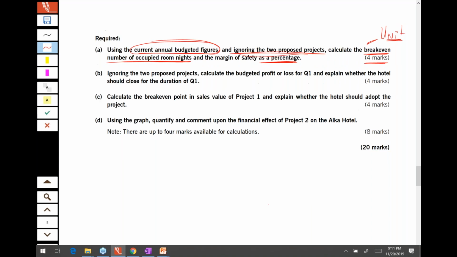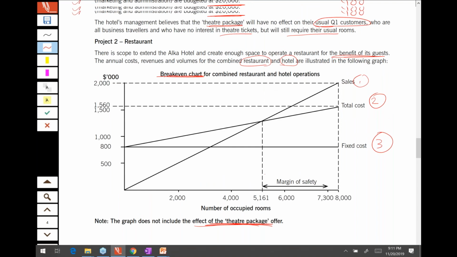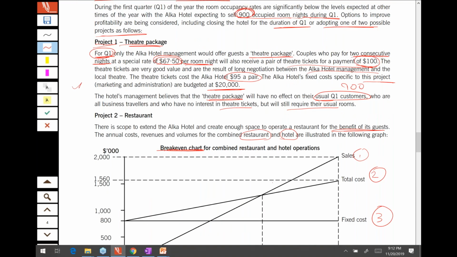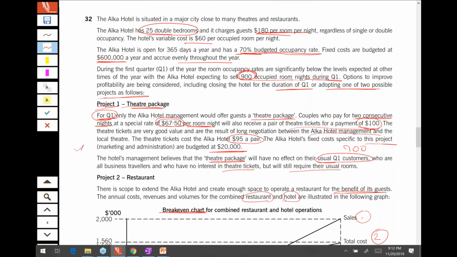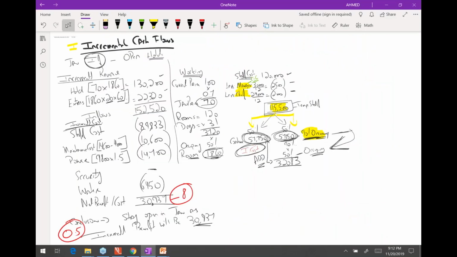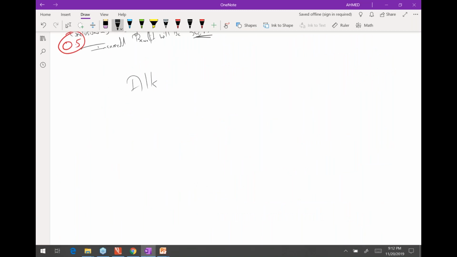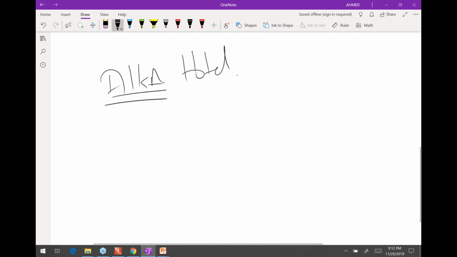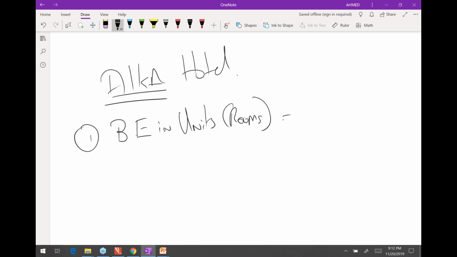Okay. So if I go towards the upper information and I have to ignore these two projects, we'll be able to work out from this information that is available. Break even in units. Rooms means units that we need to work out. So what is the formula? It's fixed cost divided by contribution per unit.